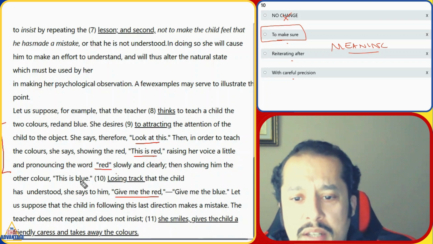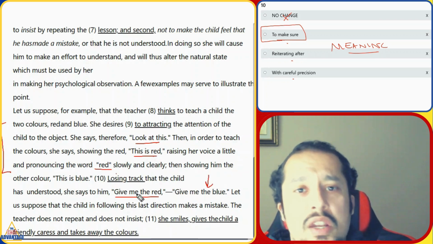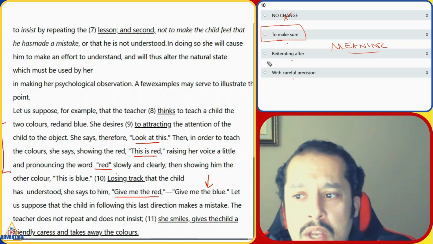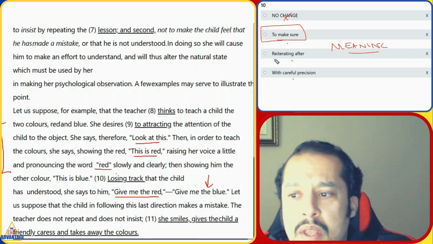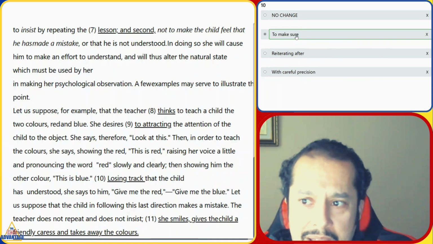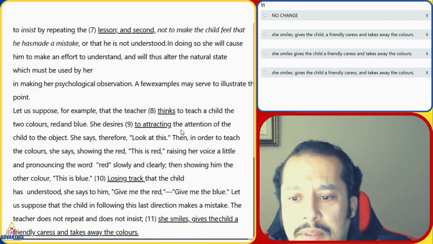This is red. Red. So بعد كده هنا, she's checking the child. She's checking فهم ولا لا. So the best meaning here is answer B. Reiterating معناها repeat with careful precision. That doesn't make sense. معناها accurate, right? Number 11.